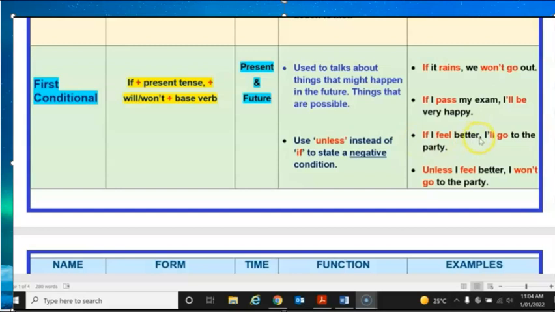Another example, if I feel better, I'll go to the party. Just note that if we want to give a negative condition, we use the word unless instead of saying if not. So for example, unless I feel better, I won't go to the party. Instead of saying, if I don't feel better, I won't go to the party, we can simply say, unless I feel better, I won't go to the party. And it's exactly the same meaning.